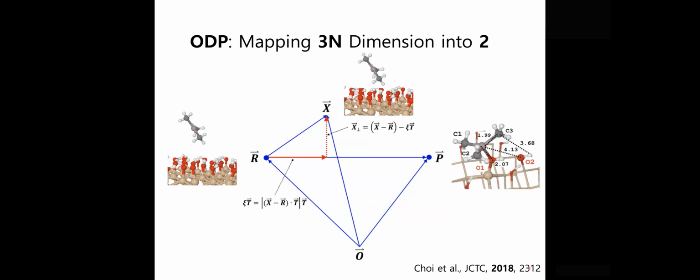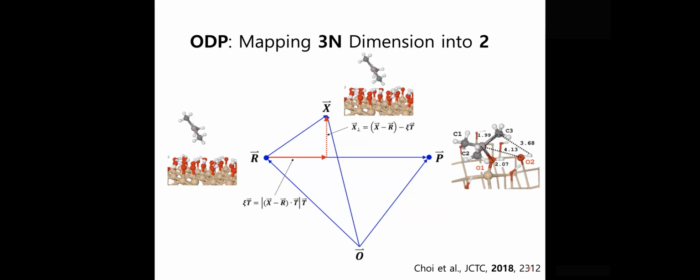Okay, so if you have 1,000 atoms here, then your dimensionality is 3,000 versus just two. This is our technique. So you just need to control just two variables to be able to search for this particular case. So basically what it does is, suppose you have reactants here and products here, and X is any structure in between the two.